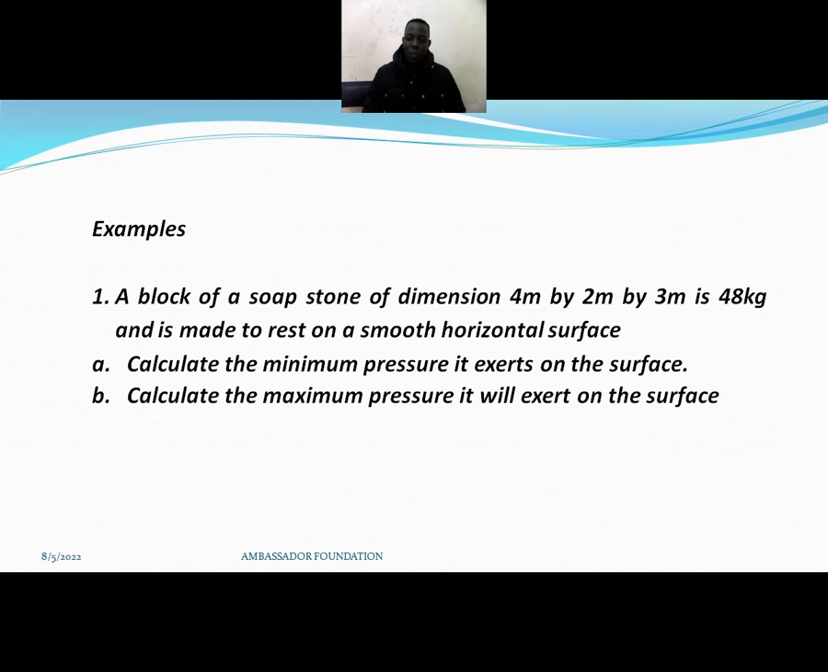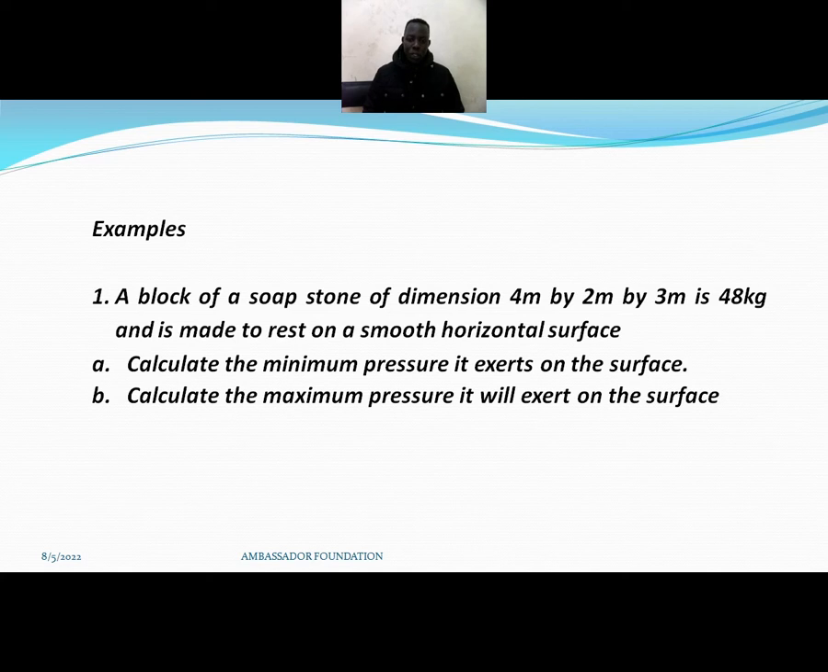First of all, what is the weight? The weight is 48 kg times 10. We get 480 newtons. That is the weight, which is the force. For us to get the minimum pressure, we need the maximum area of contact. When you see the dimensions given, we have 4 by 2 by 3. So we can get 3 areas the solid can be in contact with the surface: 4 by 2, 4 by 3, and 2 by 3.